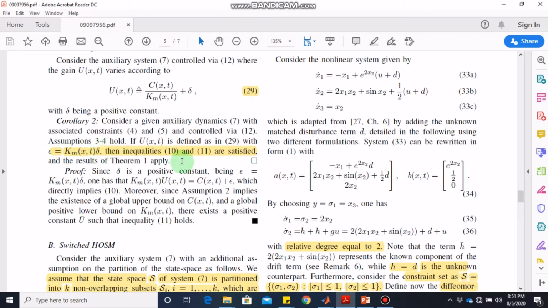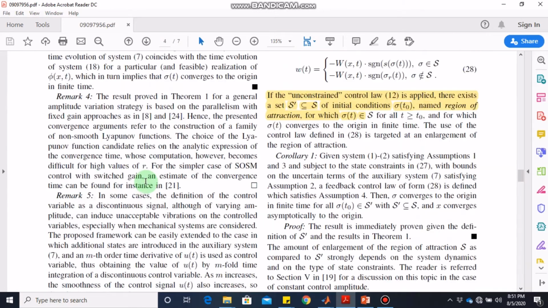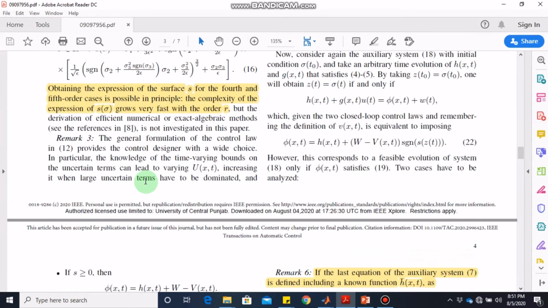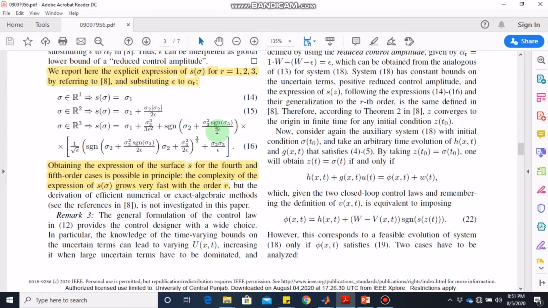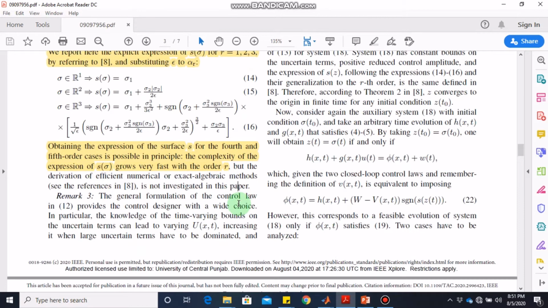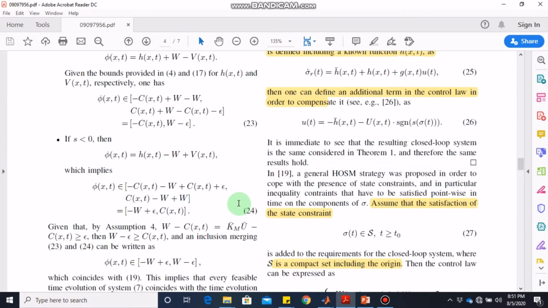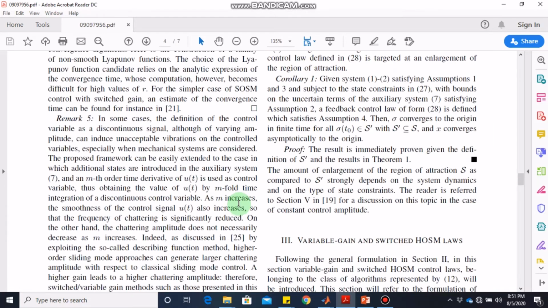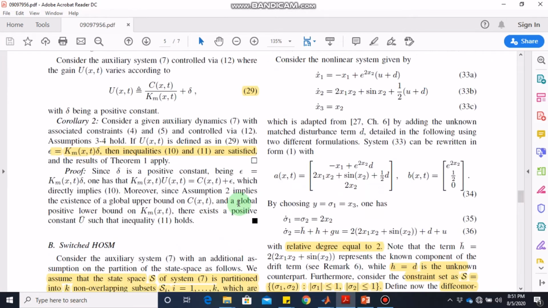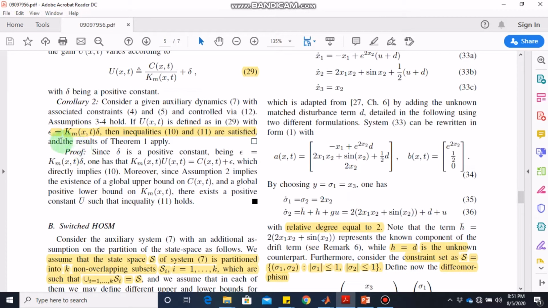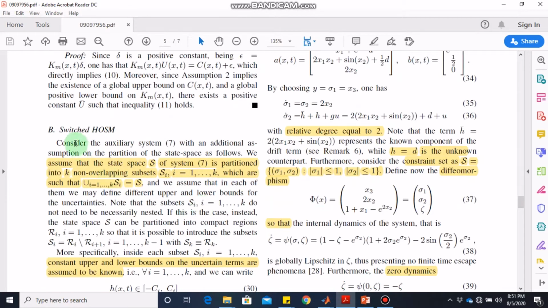This is also important in the control law because it appears somewhere here. You can see 2 epsilon is appearing here. In the variable gain case, epsilon is equal to Km times delta. And then there is switched higher order sliding mode control.